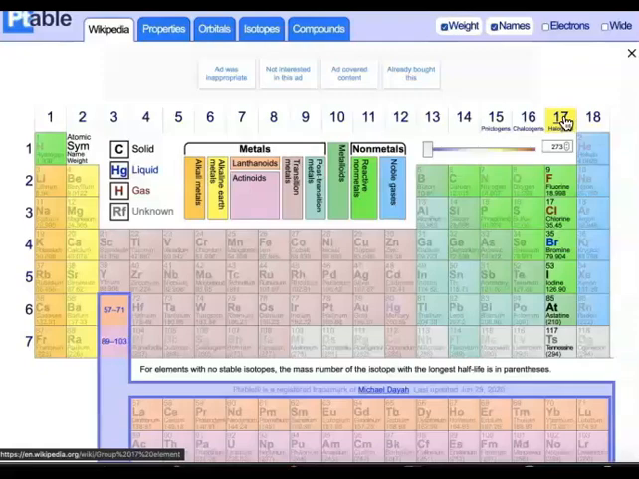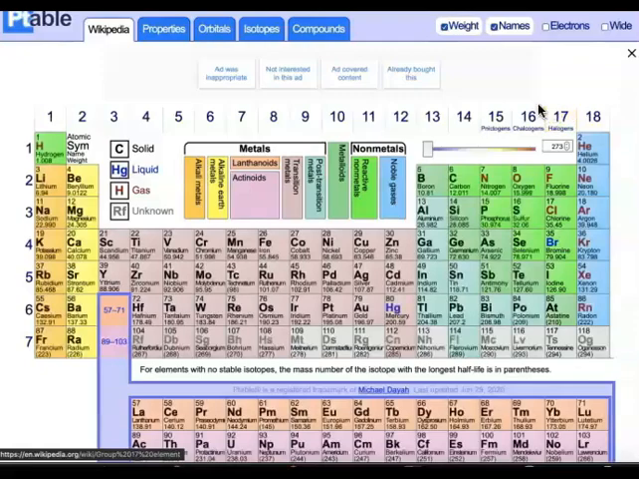I would like you to know a couple of different regions of the periodic table, however. One is the transition metal region. And so if you imagine going from left to right across the periodic table, you pass through this kind of narrow region of the periodic table, and these guys are called transition metals or transition elements.